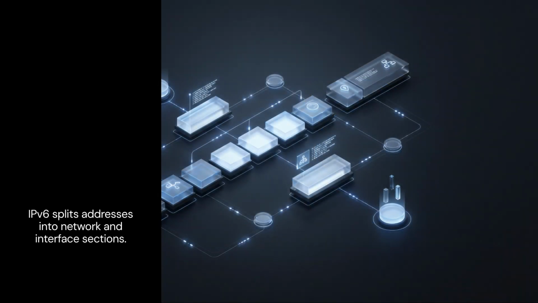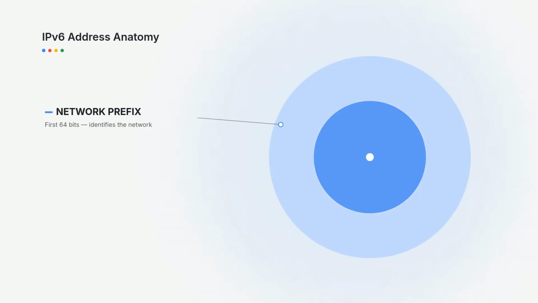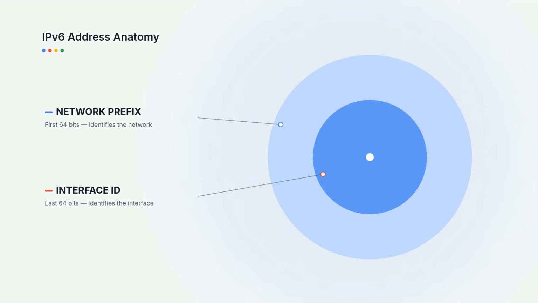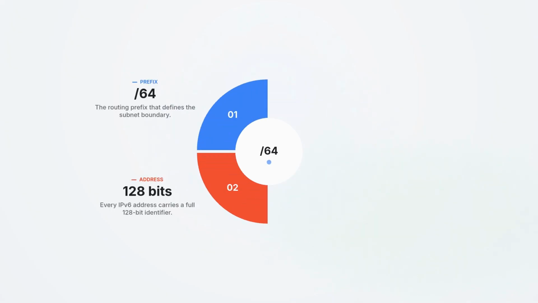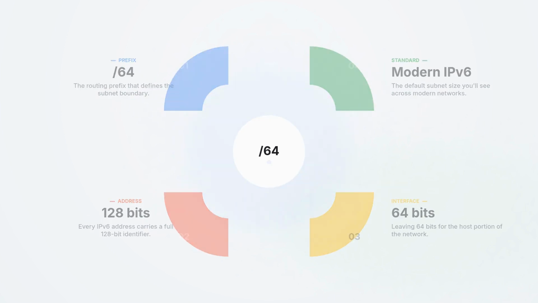Just like IPv4 uses a network portion and a host portion, IPv6 also divides the address into meaningful sections. In many CCNA examples, the first 64 bits are the network prefix, and the last 64 bits identify the interface. That's why you'll constantly see /64. It is the standard subnet size in most modern IPv6 networks. You should think of /64 as the normal starting point, unless the question gives you a different prefix length on purpose.